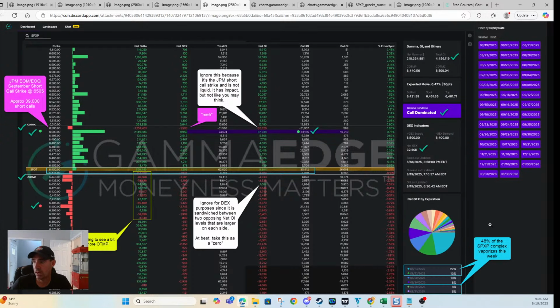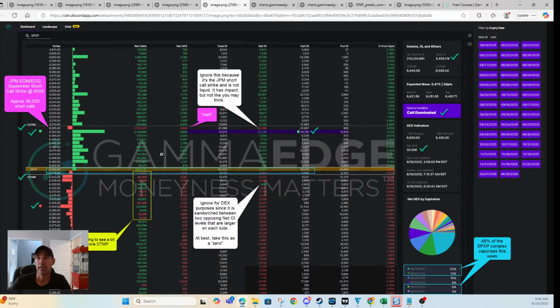48% of the SPX complex vaporizes this week, so where that money goes heading into the September OPEX will be important positioning wise. Again, right below spot price, we've talked about this before, we see some out of the money put speculation. Again, this could be a short-term phenomenon as speculators look for a short-term pullback in the overall market, and they capitalize on that pullback very quickly as these out of the money puts become in the money, and then we see some sort of monetization.